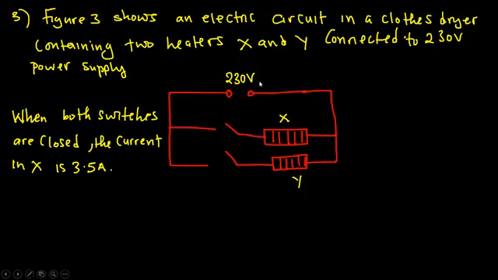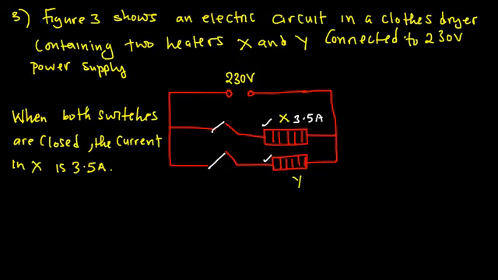Figure 3 shows an electric circuit in a cloth dryer containing two heaters X and Y connected to a 230 volt power supply. When both switches are closed, the current in X is 3.5 amps. So we have two resistors here, this one and this one. These are in a cloth dryer. So when the circuit is closed, which means when you switch this on, the current that flows through here is 3.5 amps. Now what is the question here?